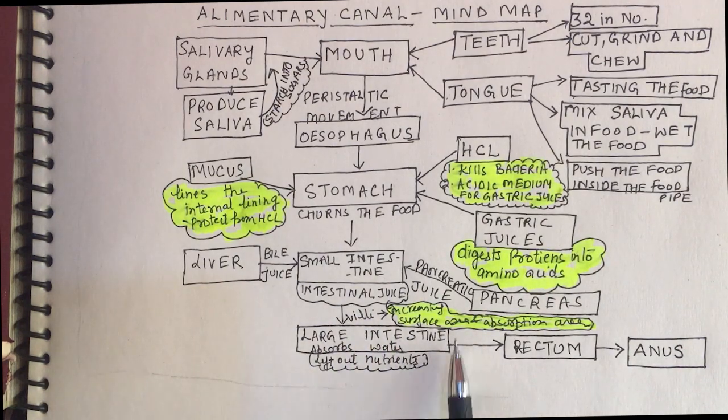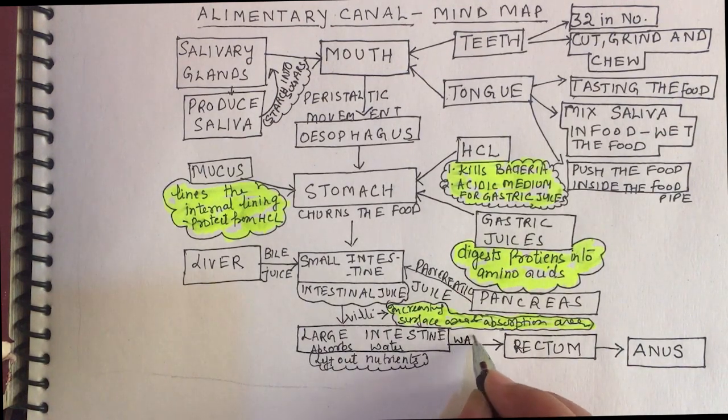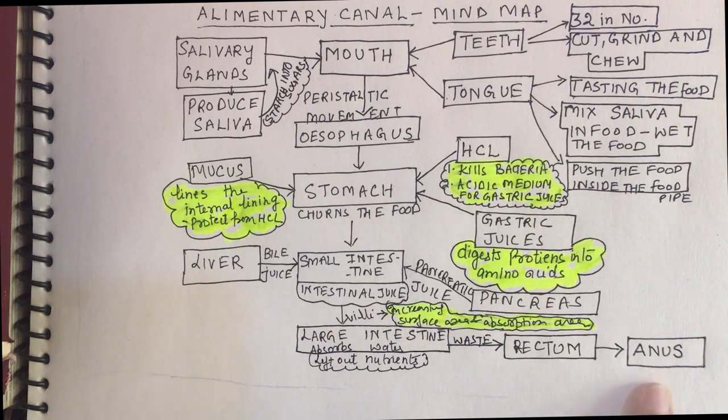The undigested food which is left over now enters into the large intestine. The large intestine absorbs water and left out nutrients. It sends the waste into the rectum, and through the rectum the feces are excreted through the anus.